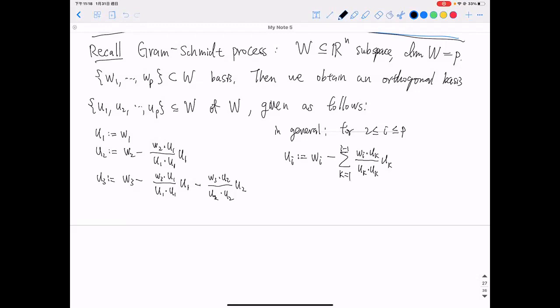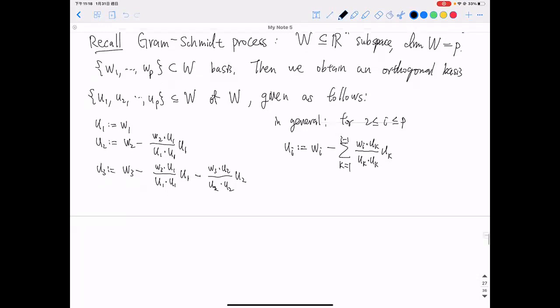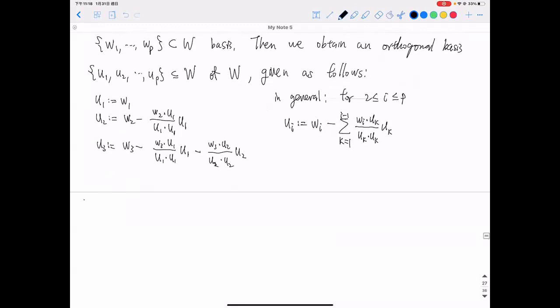Okay. And we've talked about how you may want to remember this. Basically, once you've decided to construct the U's one after another by modifying the W's in this fashion, it's easy to determine what these numbers you want to put. So now let's look at some examples just to see how this process works in action.